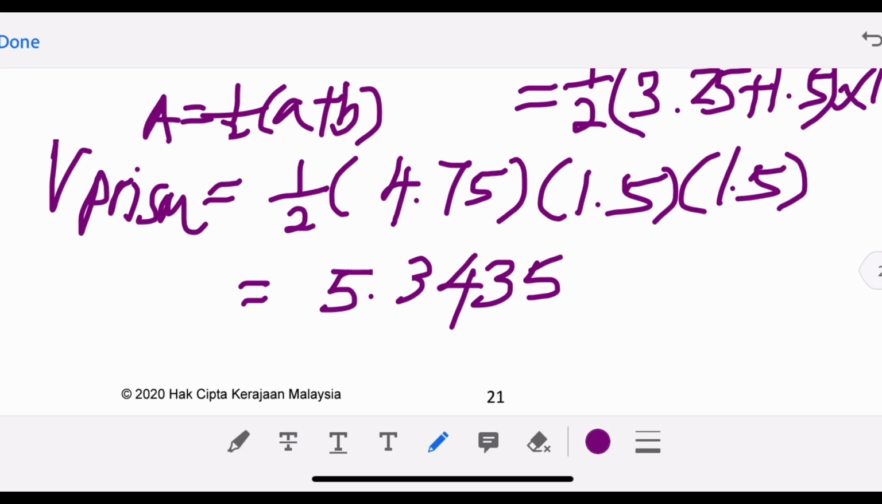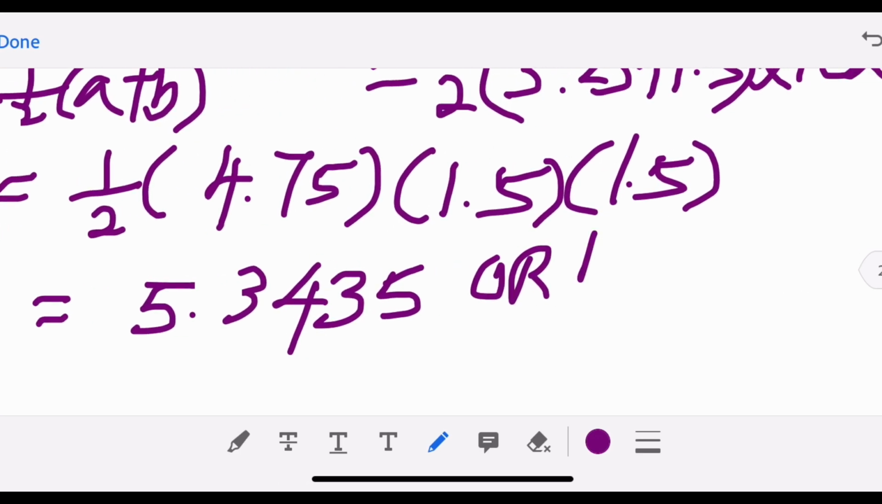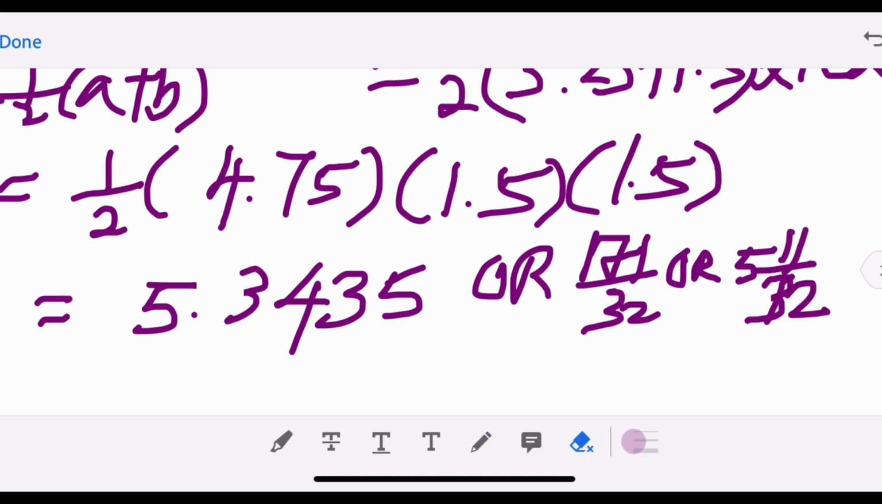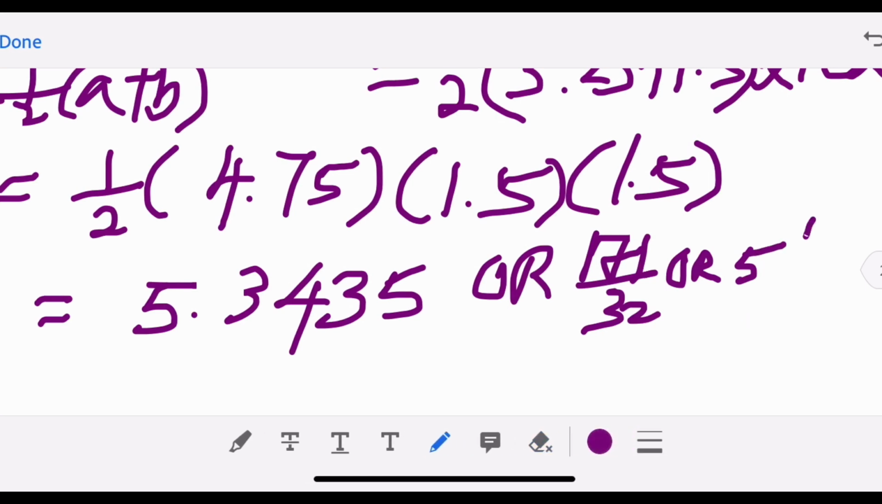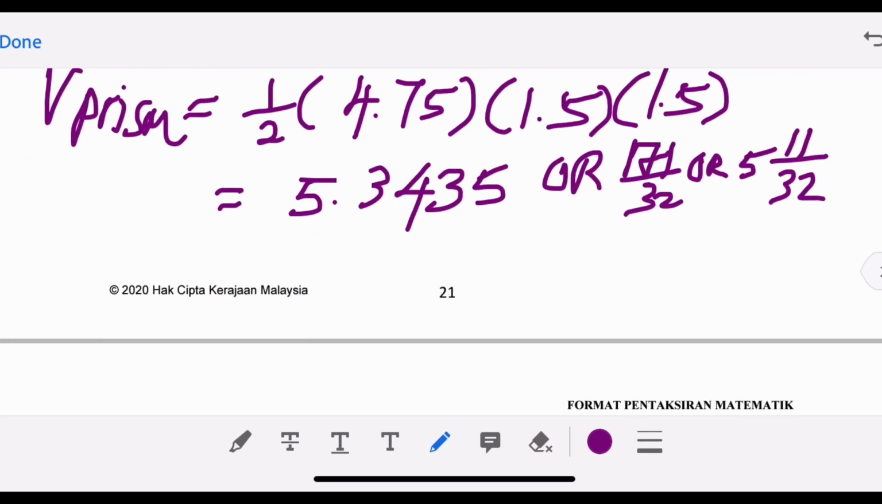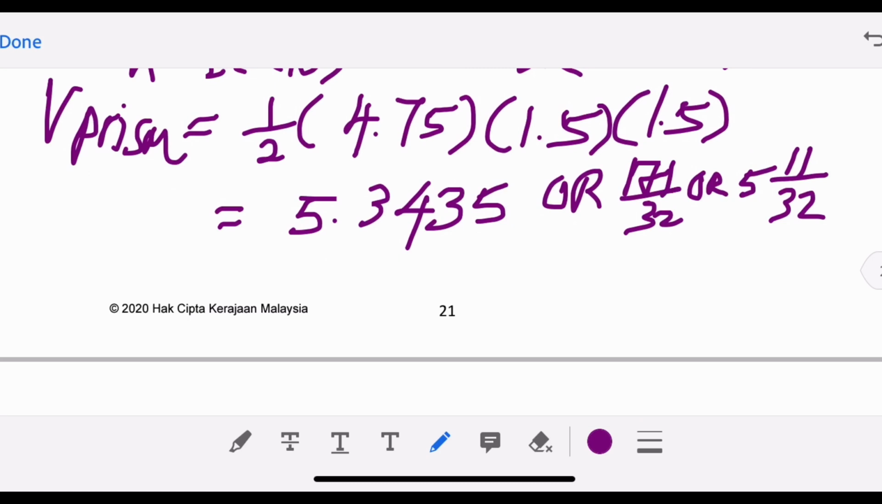Alright, so the answer is 5.3435, and you can write your answer in fraction if you want, or you can use decimal, but I advise you that fraction is better. So finally you add up the two volumes. I try to write the answer in fraction: 171 over 32, or 5 11 over 32 as a mixed fraction. So we have the volume for the prism, we have the volume for the cube, and the total volume is the volume for the combined solid.